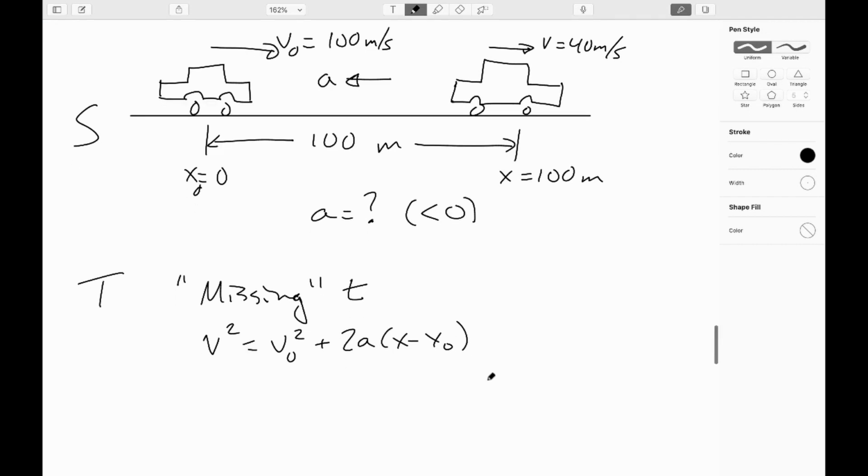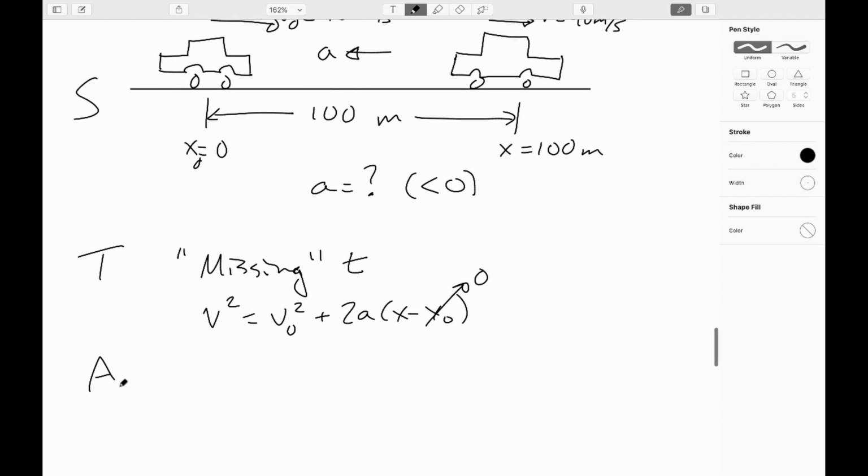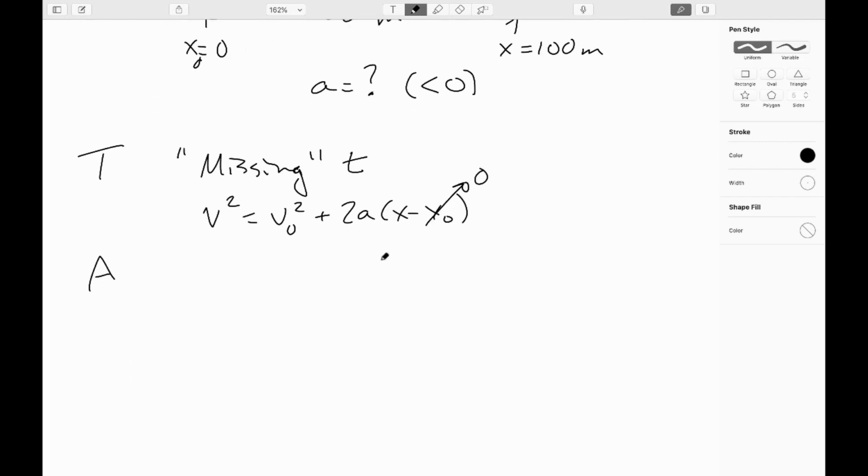And once again, because I set X naught to be 0, I can make my life a little easier by just plain making that 0, right? And let's go ahead and start turning the crank to get the acceleration. So first I can subtract V naught squared from both sides, and V squared minus V naught squared equals 2AX, and I need to get A by itself, so A will be V squared minus V naught squared over 2X.